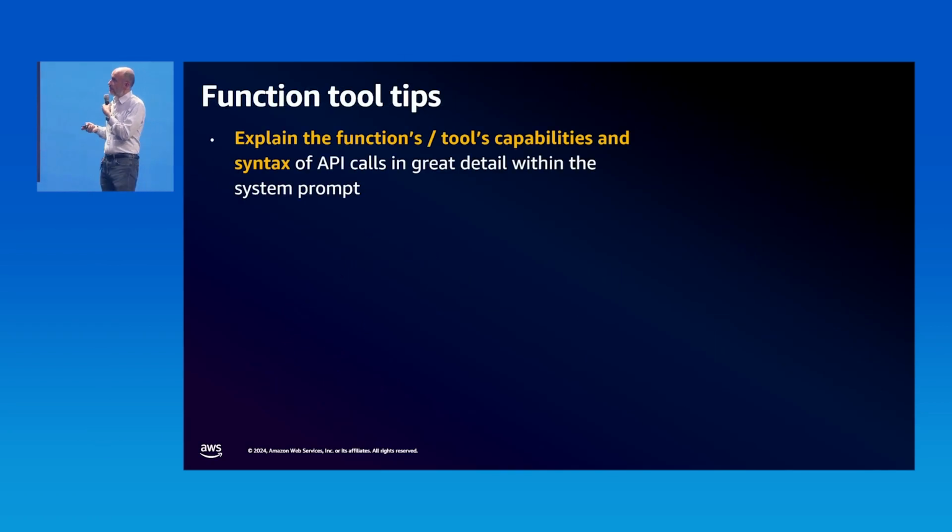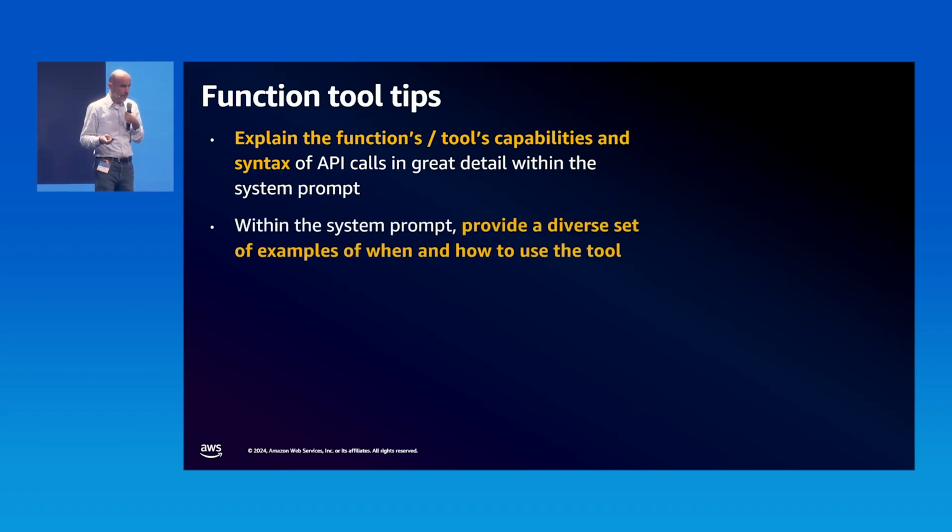Now, when you implement something like this, explain the function capabilities in great detail, right? This is the same as explaining to a human like your colleague, how does this API work? You can also provide a diverse set of examples. Here is an example of using this call to do X. Here is an example of how the parameters might look like for Y and everything.